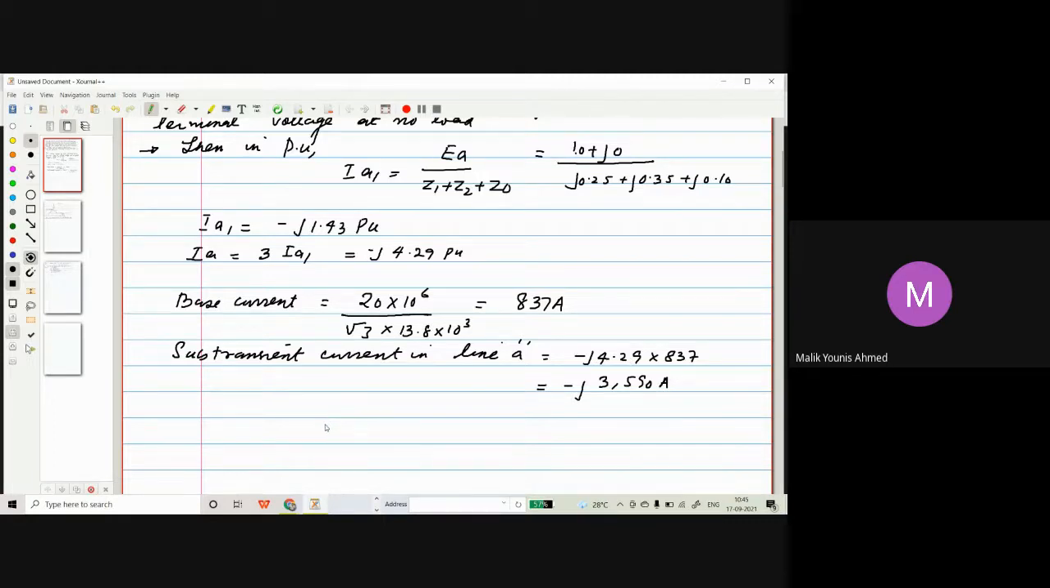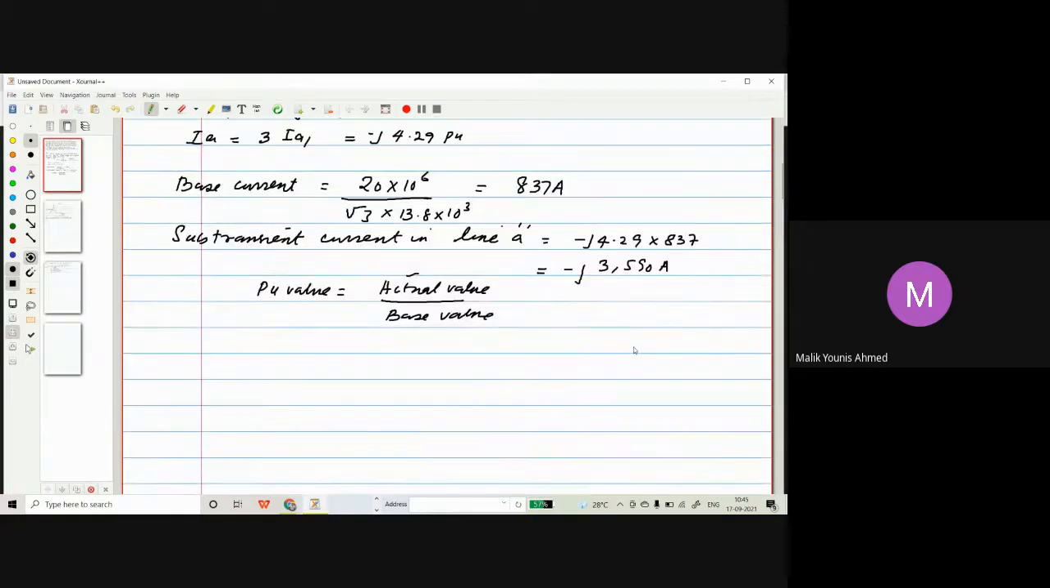Okay, next. Per unit value will be the actual value divided by the base value. There should be no doubts at all. We have to get the actual value; per unit value we know in phase A, base value we know, we multiplied per unit value by the base value, that's all. Okay, next is the symmetrical components of the voltage from point A to ground.